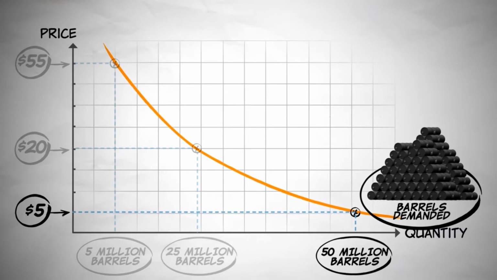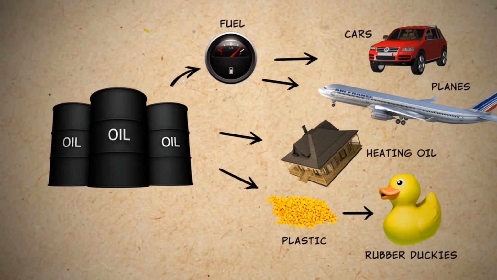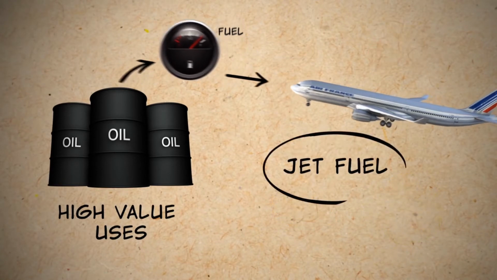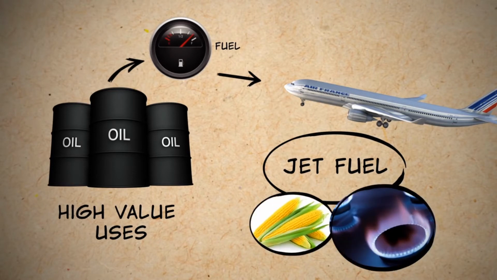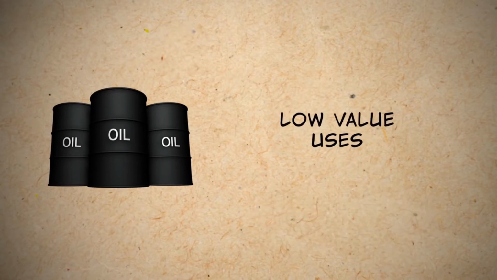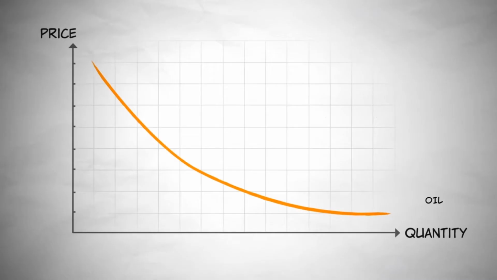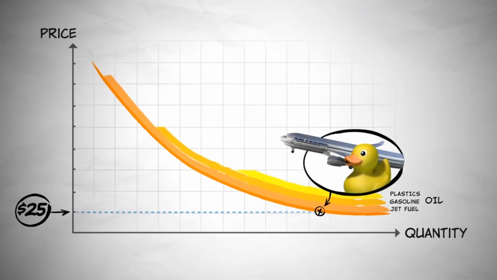But there's more to why the demand curve looks like this. As we mentioned before, oil has many uses. Some of those uses are high-value uses, uses for which oil has few substitutes. An example would be jet fuel. Right now, you can't fly jets on corn or natural gas. If you want planes that fly, you're stuck with using oil. Other uses are low-value uses, like making gasoline or plastic for these guys. When oil prices are relatively low, the oil that is being demanded is used for high and low-value goods alike.